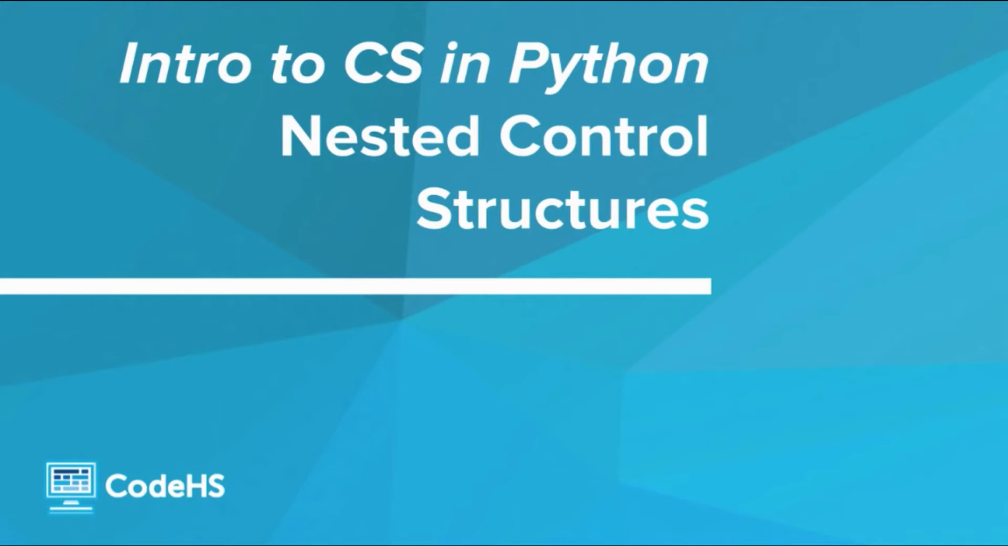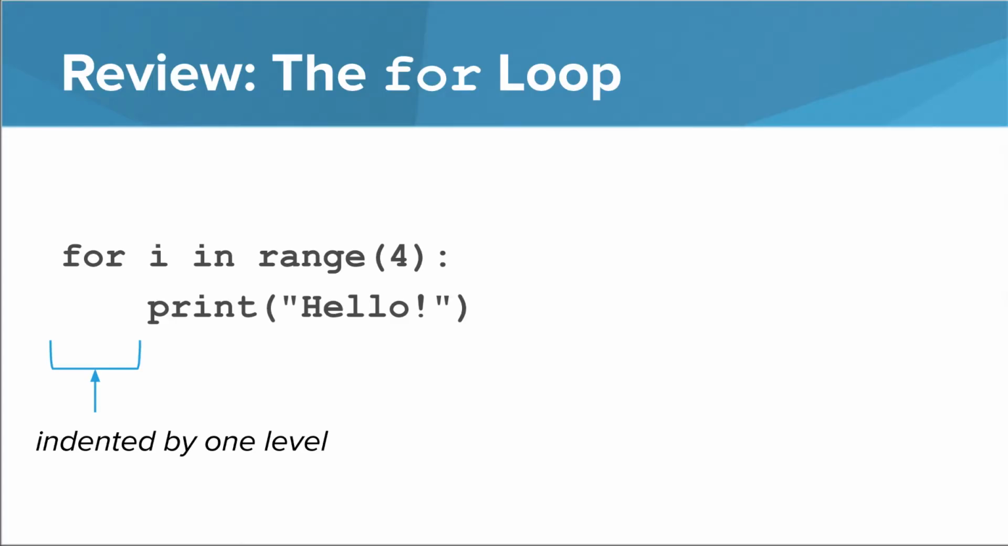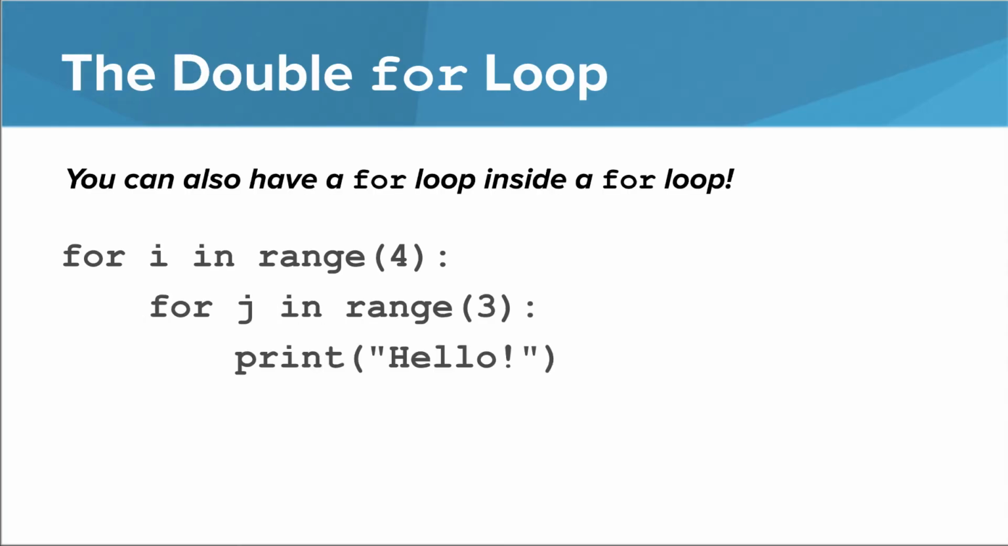Hi there. In this video, you'll learn how to solve problems that require loops inside of other loops, or nested loops. In a previous lesson, you learned what a for loop looks like. Recall that everything in the for loop is indented by one level. You can also have a for loop inside a for loop. Everything in the outer for loop is still indented by one level. Everything in the inner for loop is indented by another level.